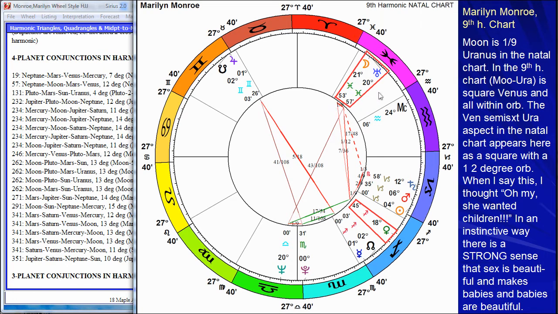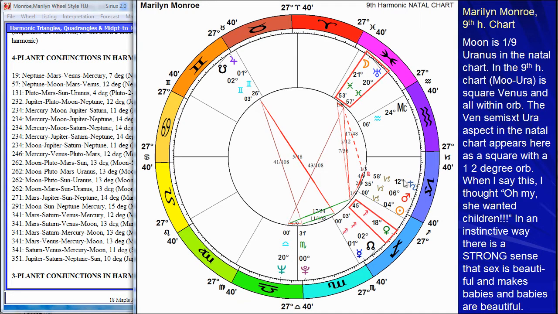It's like the biological cycles are ticking and are very strong. Let's read what I say here. Moon is 1/9 Uranus in the natal chart. In the ninth harmonic chart, they appear conjunct and square to Venus. Venus at late 18 Sag squaring this. So Venus coming and hitting the Moon, Uranus.